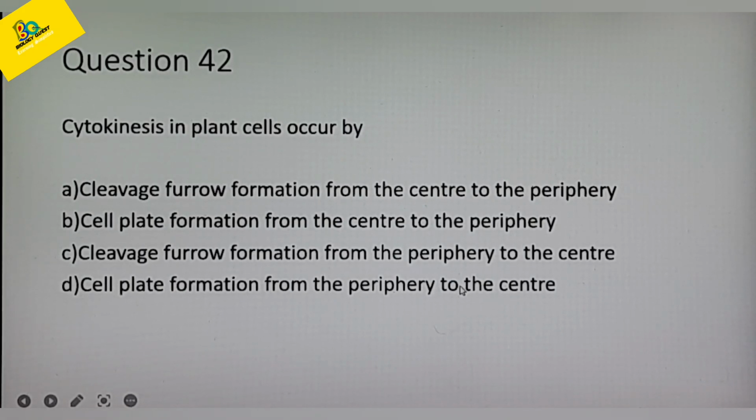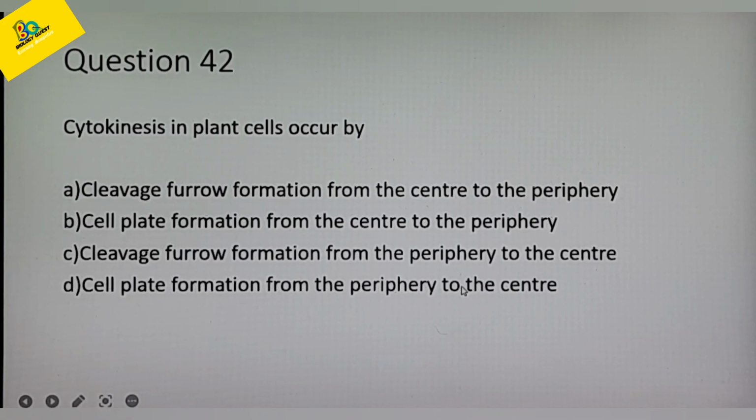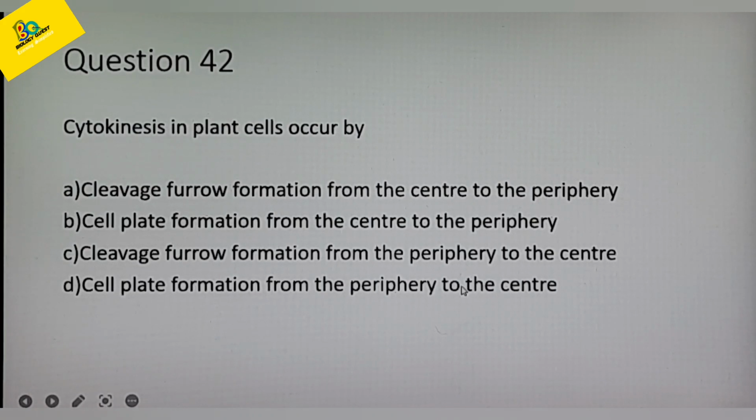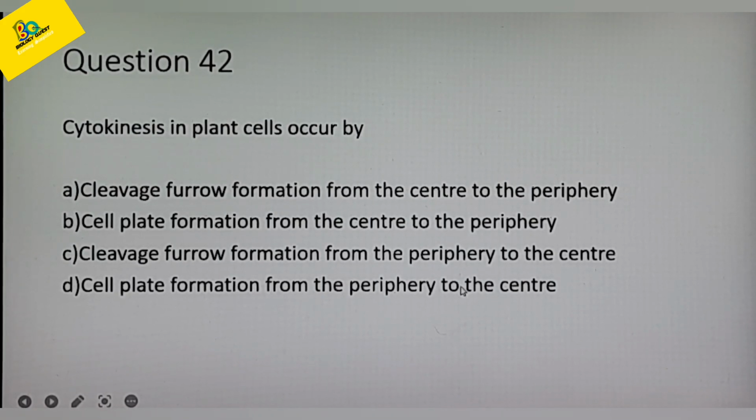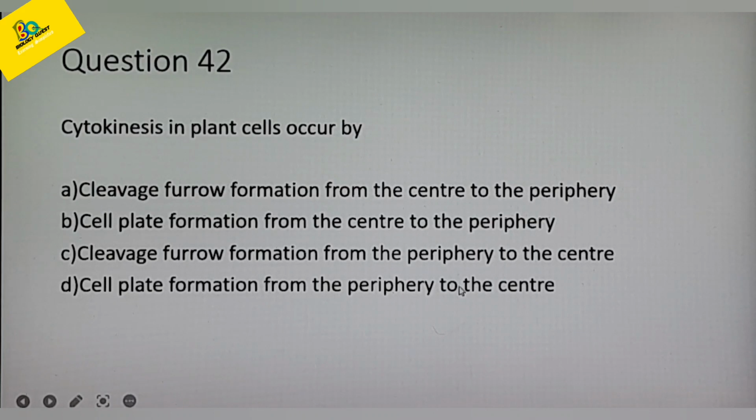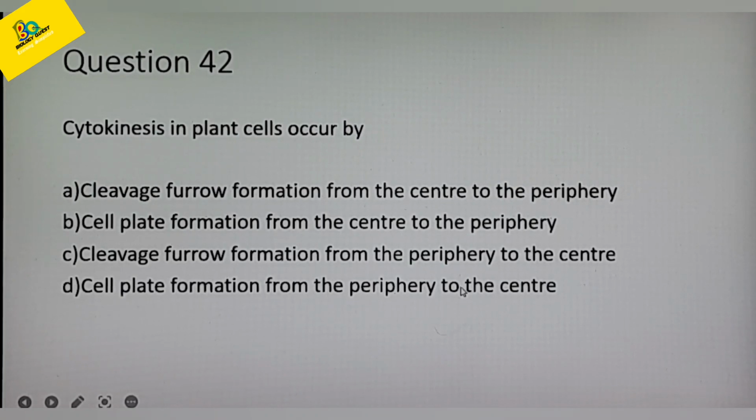Cytokinesis in plant cells occurs by. Cytokinesis is the division of cytoplasm. In plant cells occurs by, options are A, cleavage furrow formation from the center to the periphery, B, cell plate formation from the center to the periphery, C, cleavage furrow formation from the periphery to the center, and D, cell plate formation from the periphery to the center. So cell plate formation, always remember, in plant cells cytokinesis occurs by the formation of cell plates.